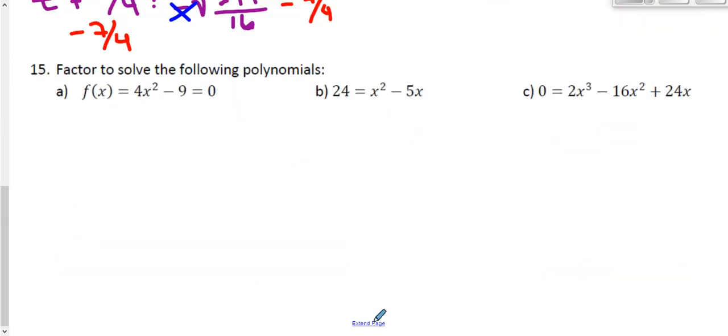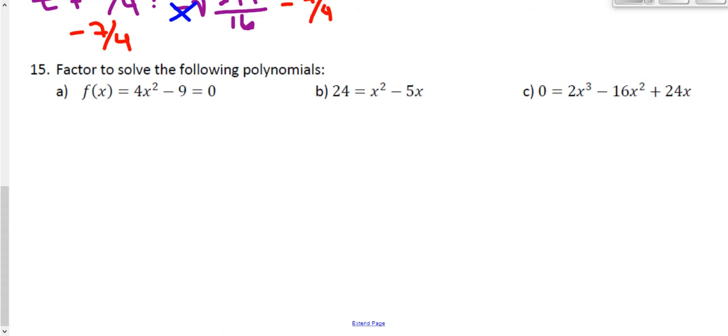15 is going to ask us to use some factoring. Now there are lots of different types of factoring happening here, so let's take a look at the first problem. There are lots of ways to factor. In this problem, 4x squared minus 9 equals 0.